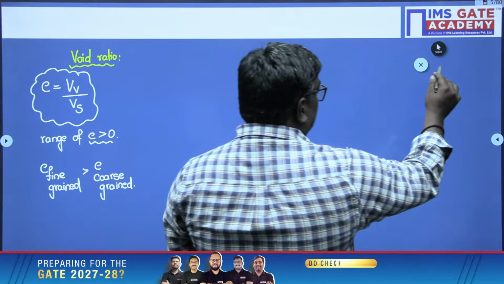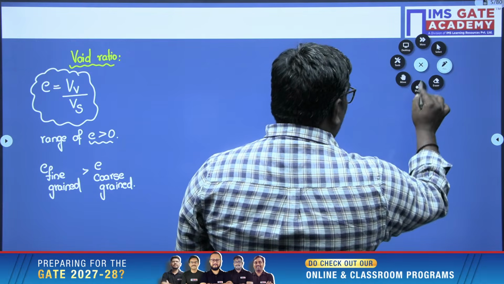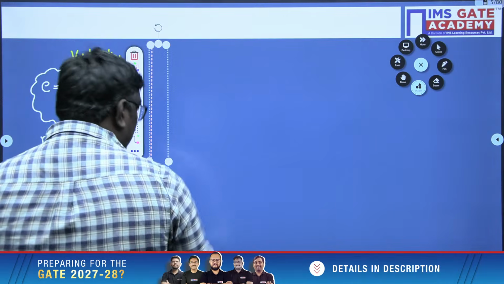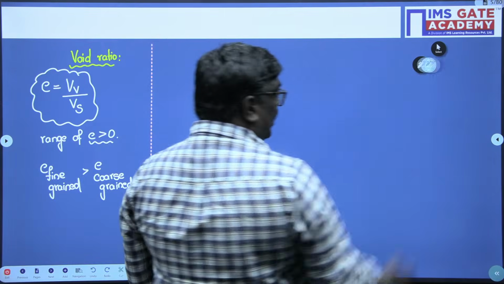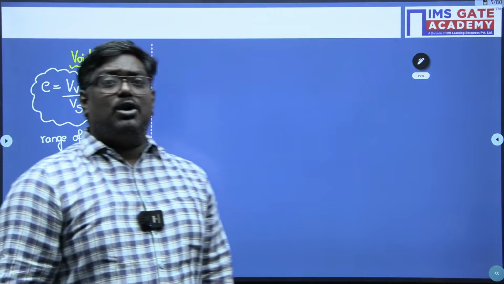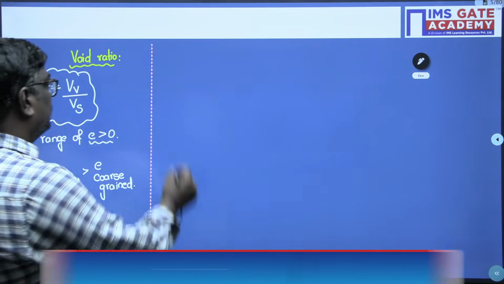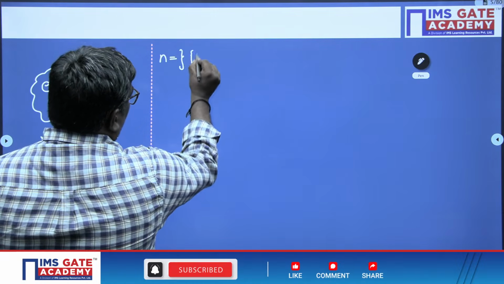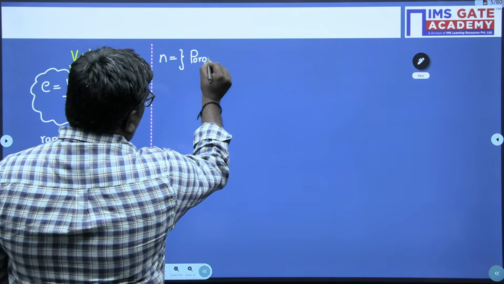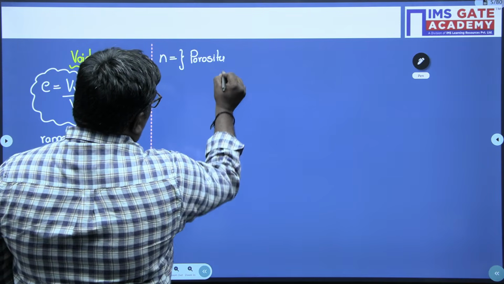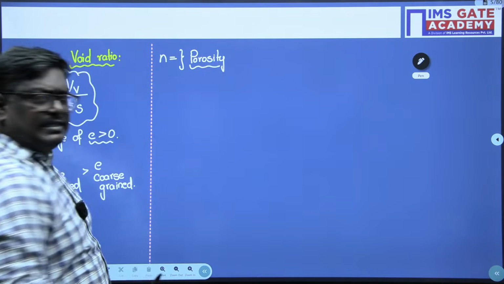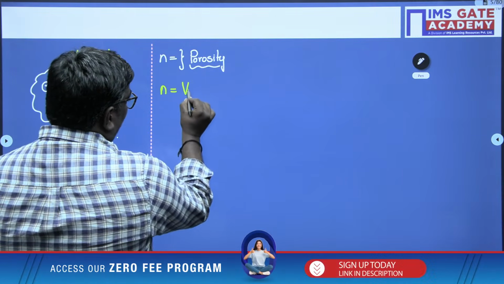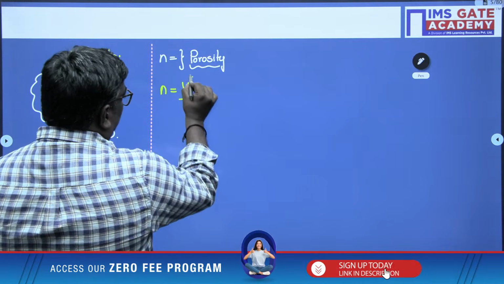Now, if you want to discuss porosity, sir, in one of the interviews, they asked percentage of voids, sir. Porosity is nothing but volume of voids to the total volume. So what is porosity? It is represented as n, and it is nothing but volume of voids to the total volume.